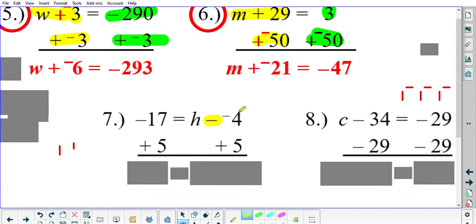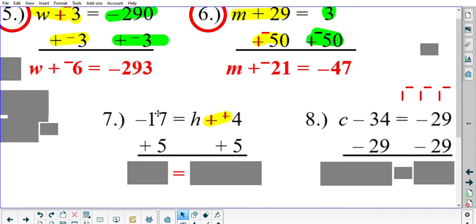Between the h and the negative 4 is a subtraction symbol. We need to make subtraction become adding the opposite, but this one is going to become adding a positive, because the opposite of negative 4 is a positive 4. Subtraction is the same as adding the opposite. So hopefully you did that. If you did not do that, then please pause the video and fix your errors. All right, where was I? The equal sign, we always bring it straight down.